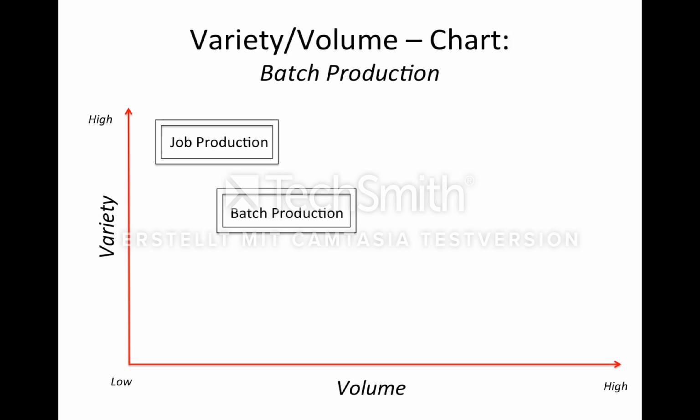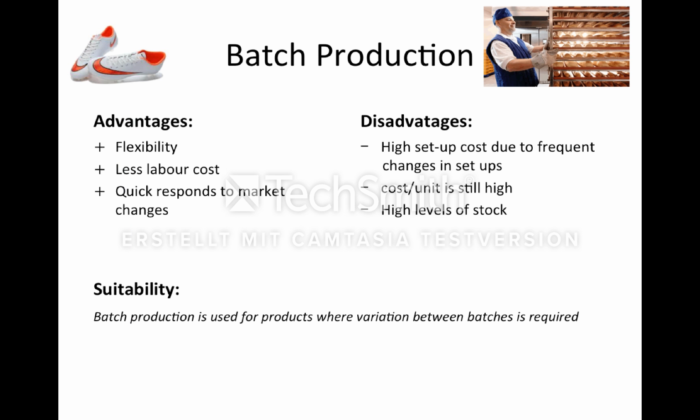As you saw in the video, they are not only producing one good, they are producing batches of goods. The advantages of batch production are the flexibility, the less intensive labor cost, and the quick responsiveness to market changes. Disadvantages are the high setup cost due to the frequent changes in setups, the high cost per unit, and high levels of stock which are required. Batch production is used for products where variation between batches is required.